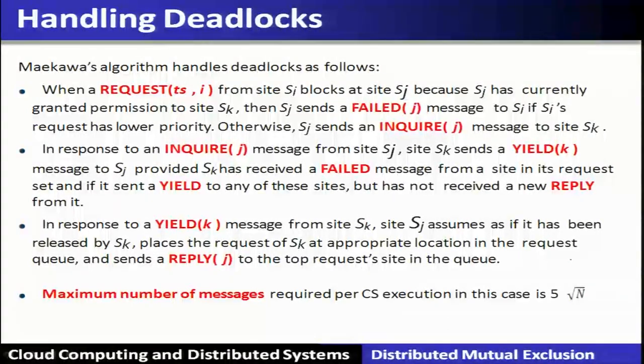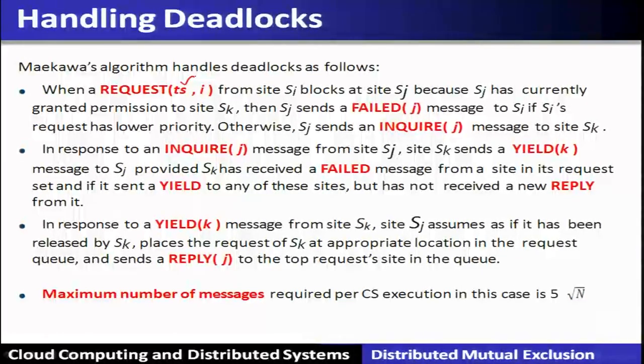Now, it also uses a timestamp to determine the high priority processes. When a request with a timestamp Ti from a site Si blocks at Sj, because Sj has currently granted permission to site Sk, then Sj will send a failed message to Si if Si's request has a lower priority. Otherwise, Sj will send an inquire message to site Sk. Now, in response to the inquire message from Sj, Sk will send a yield message to site Sj, provided Sk has received a failed message from a site in its request set. That means Sk has not succeeded in getting all the locks from its request set.